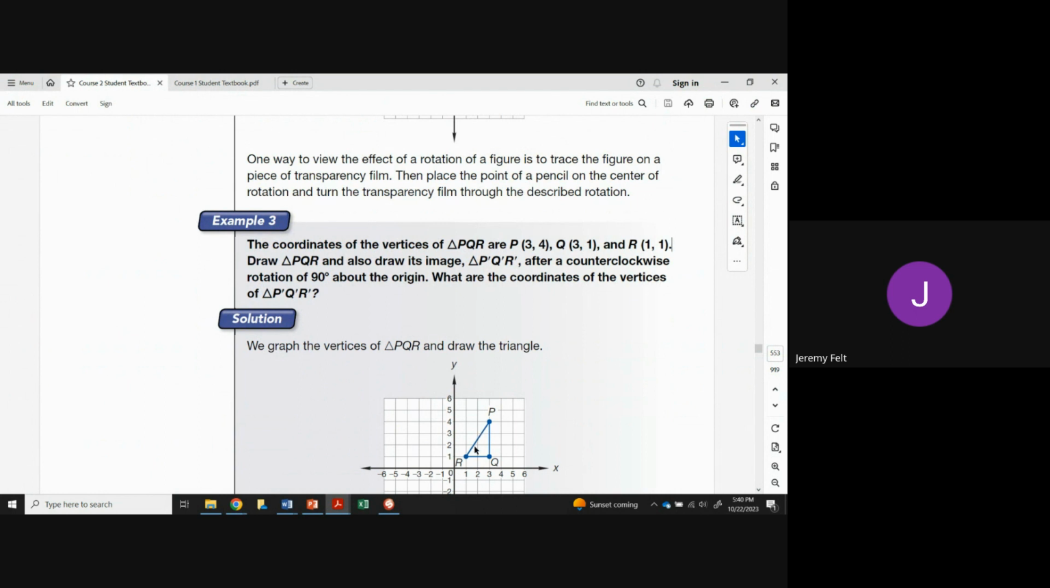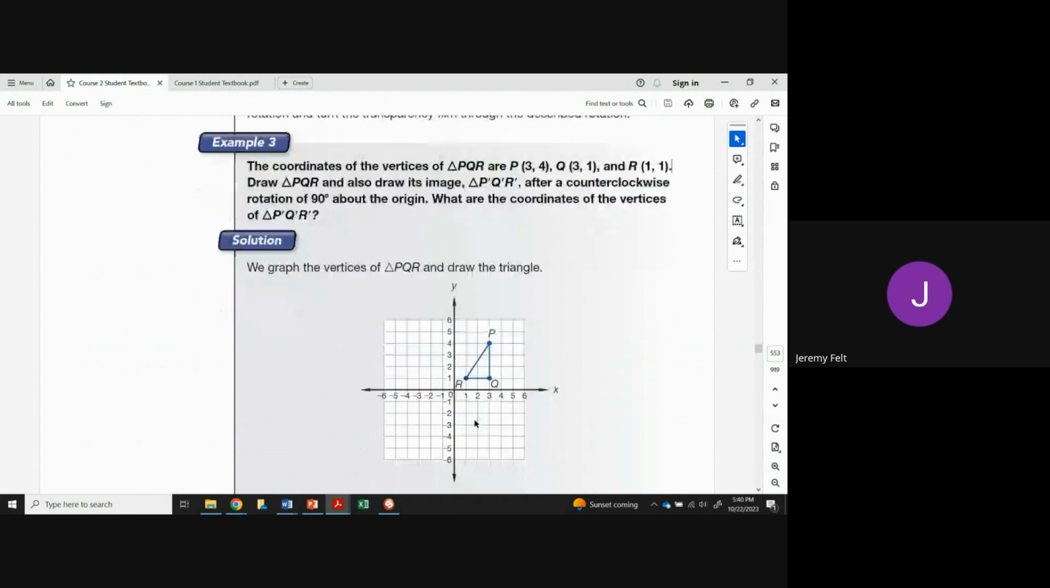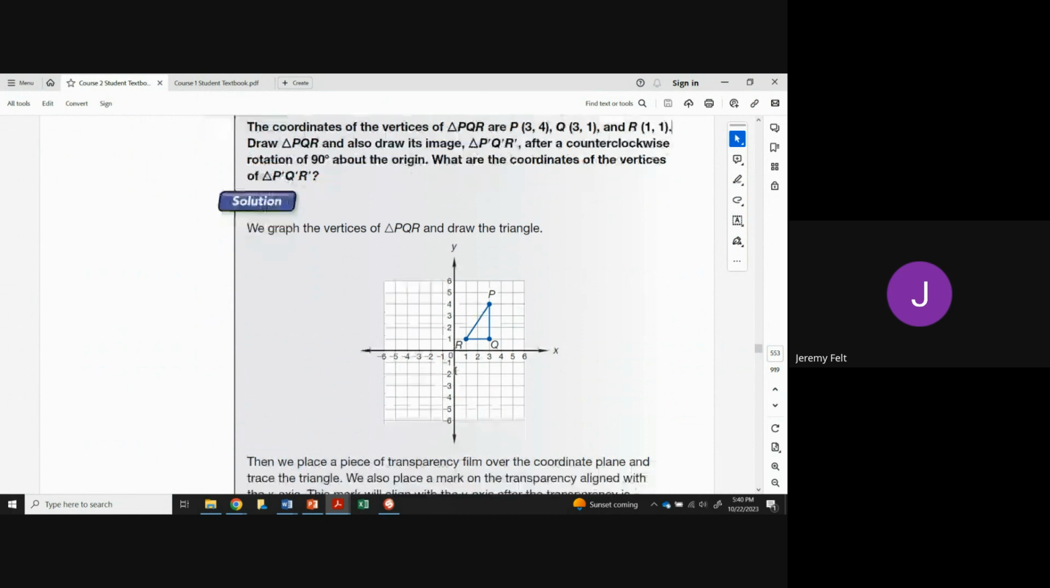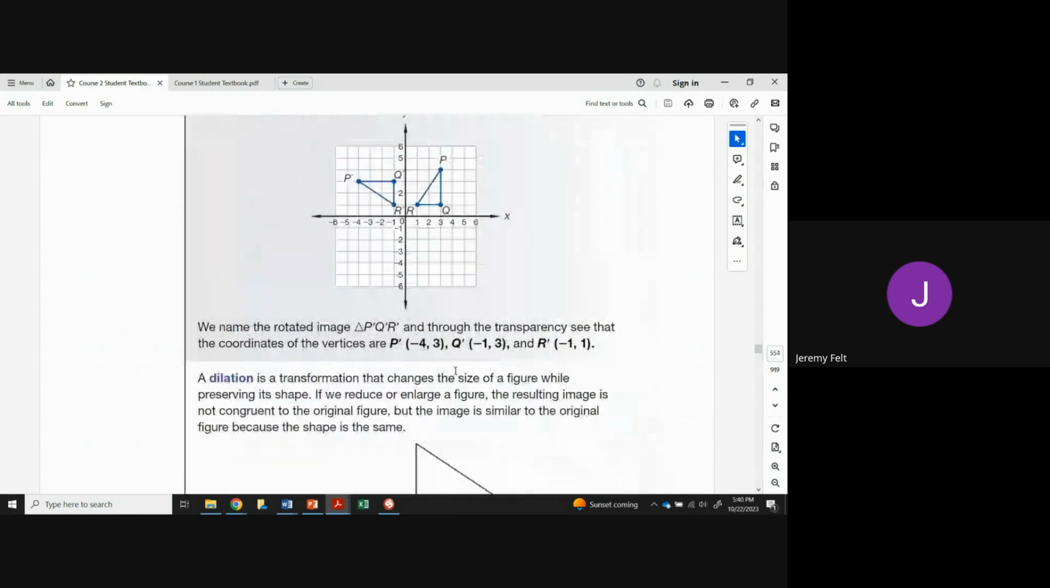Now we're doing a 90-degree rotation about the origin. And so there's the origin. We don't always have to rotate there, but the ones that we're going to see are always about the origin. So that makes one extra thing we don't have to worry about. We rotate 90 degrees, P to P prime comes here. R to R prime comes here, and then Q to Q prime comes here. And then our new points become P prime is negative 4, 3, Q prime negative 1, 3, and R prime negative 1, 1.